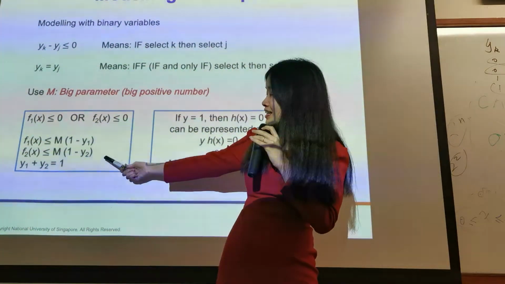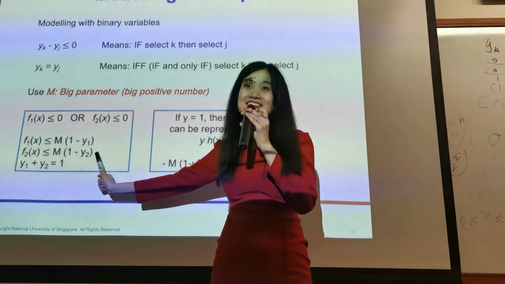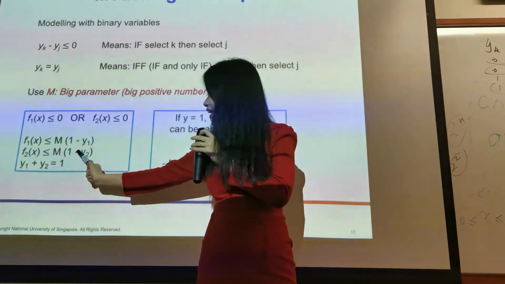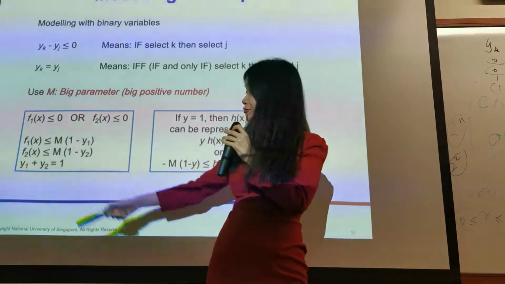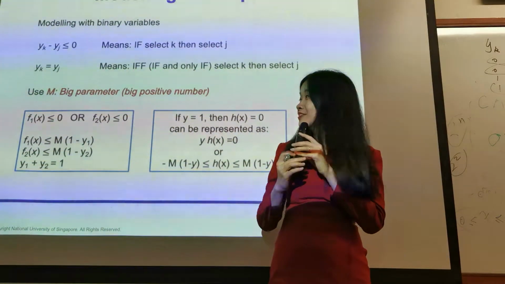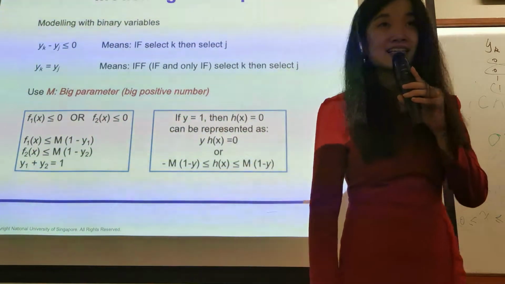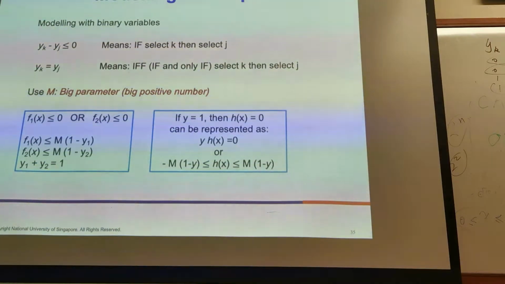But if I choose y1, how about the second condition? y1 is 1, but y2 is 0, right? So this second one naturally becomes 1 minus 0, which is 1. So it means F2 is smaller or equal than M. So why do I add this? Because M is the big number. If you pick it sufficiently big, this will not constrain anything because your feasible region is here, but you pick M here. So it won't be an active bounding constraint at all. It's just like you add a redundant constraint.